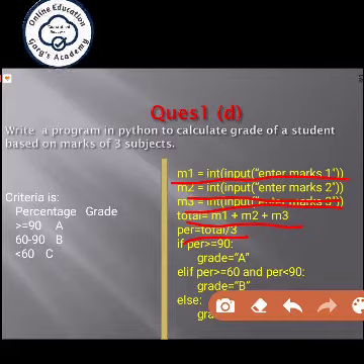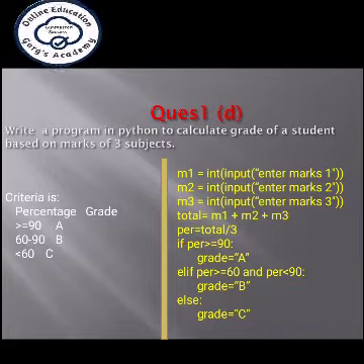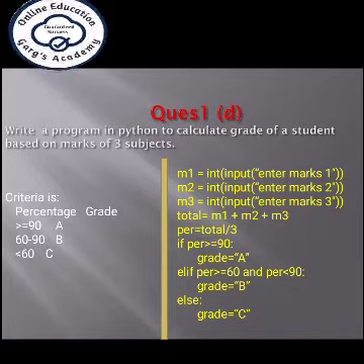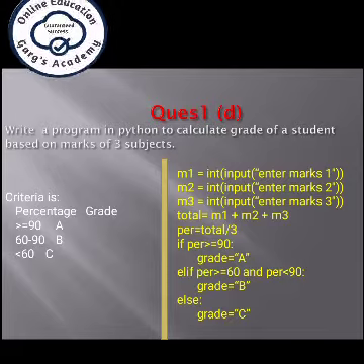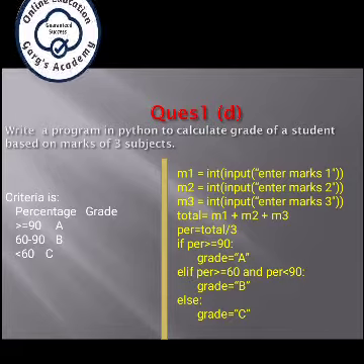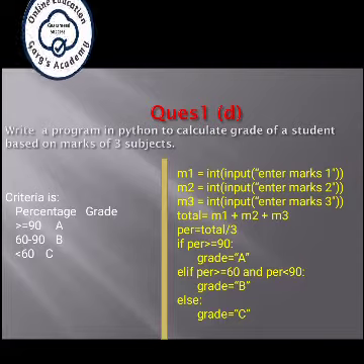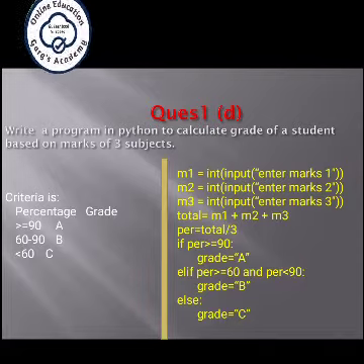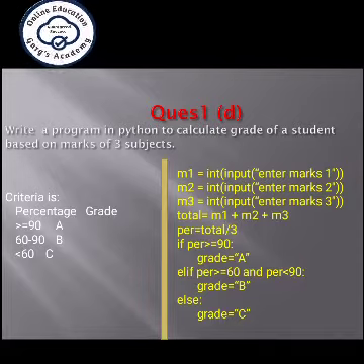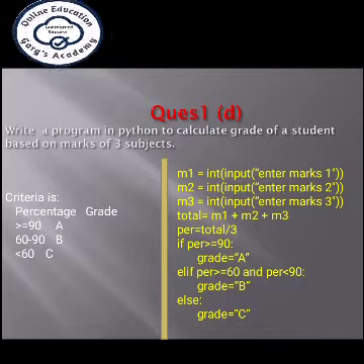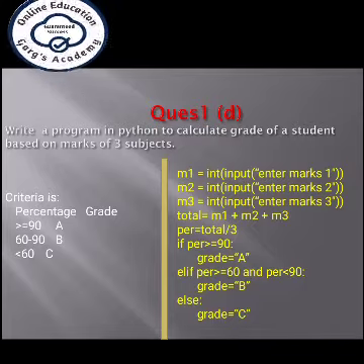After that, you will place conditions in the way: if percentage is greater than or equal to 90, grade is A. Elif, here you have to write elif percentage is greater than or equal to 60 and percentage is less than 90, grade is B. Else, it means if both these conditions are not satisfied, then grade is C.